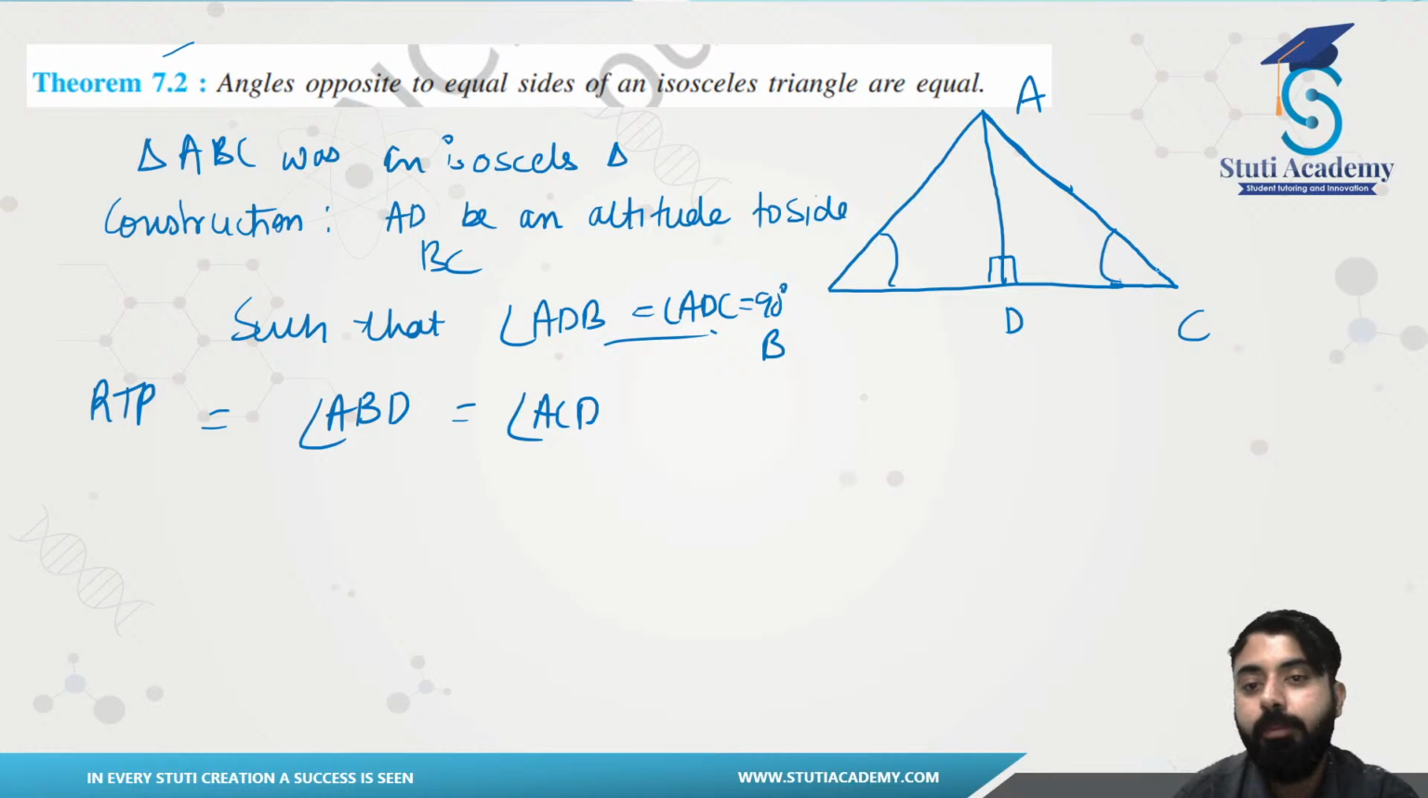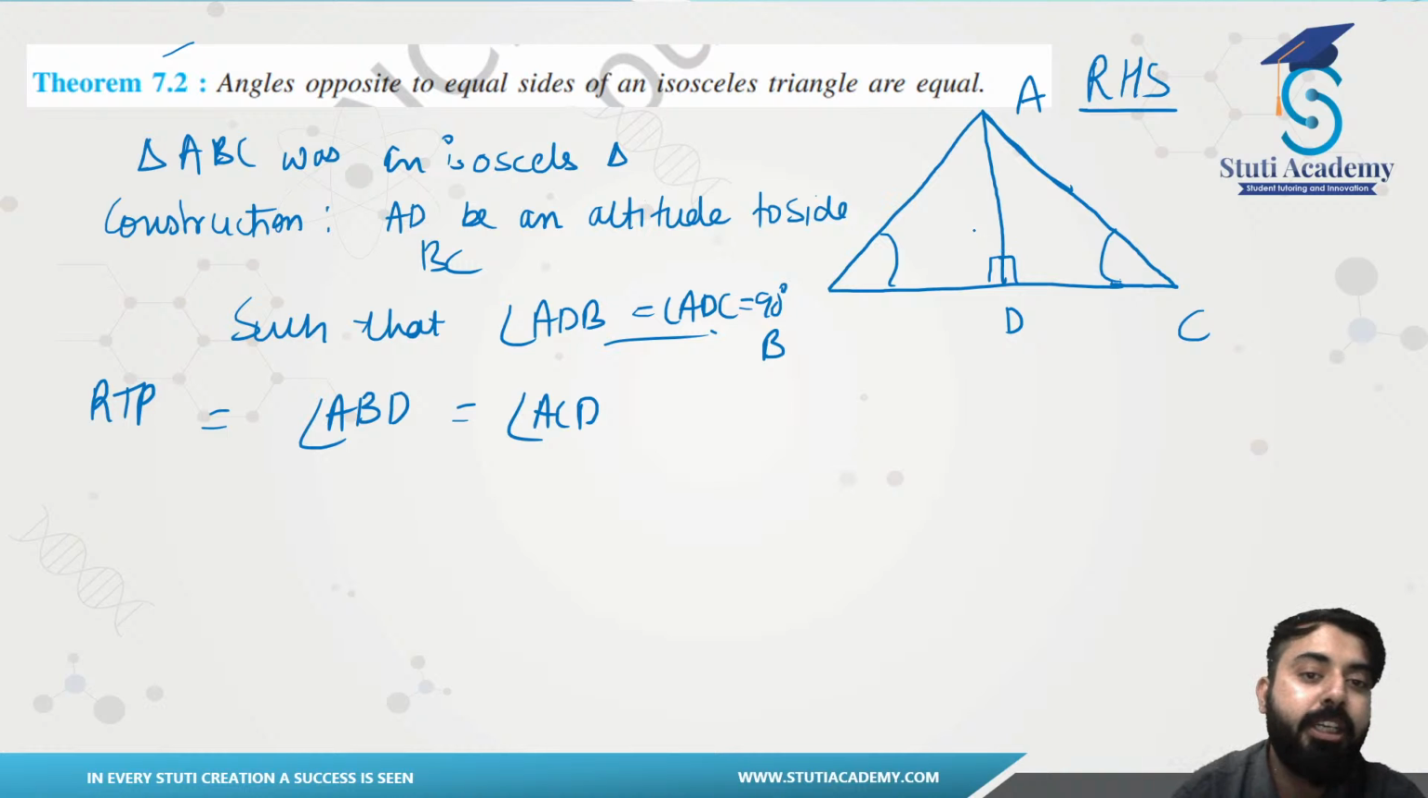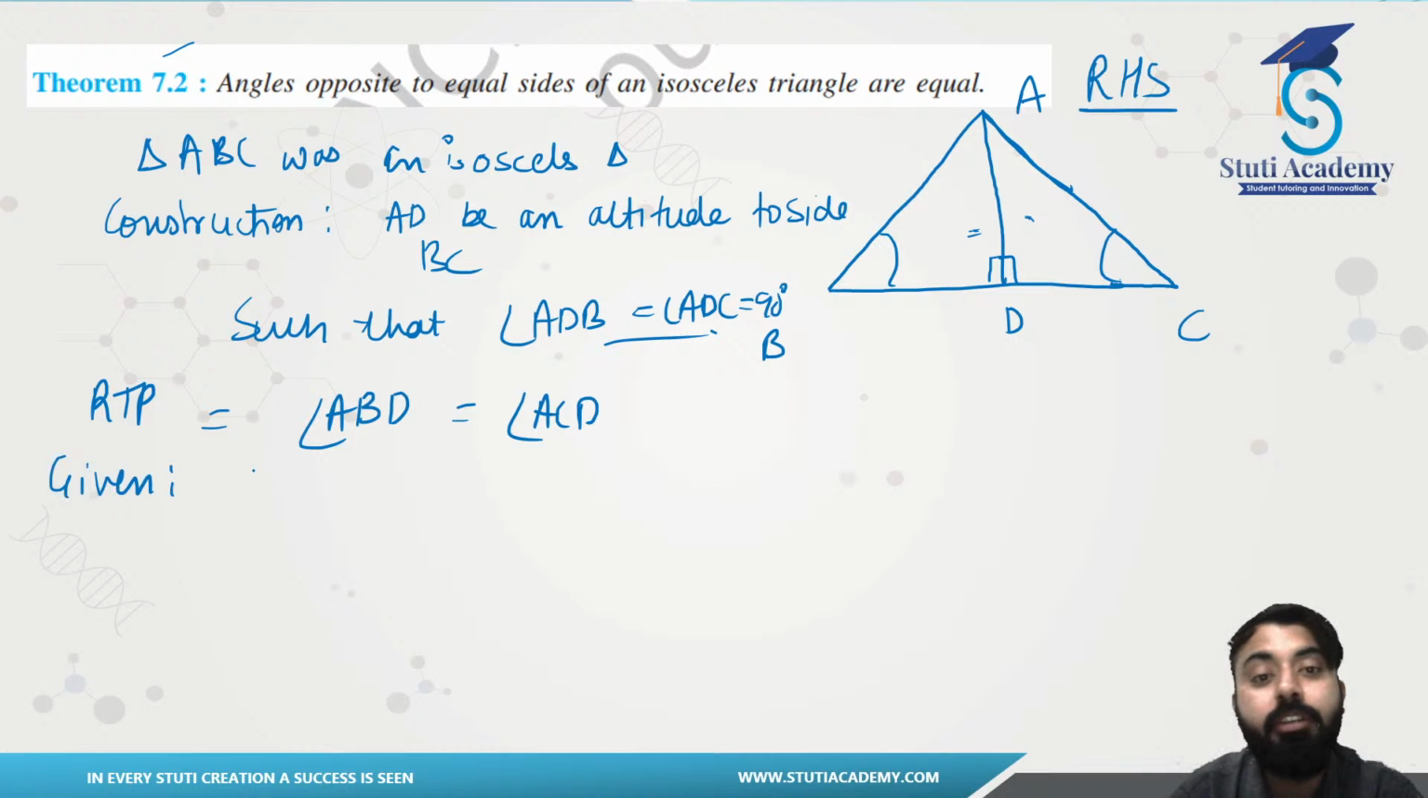Now for this case, remember the proof that we are going to be doing today will be the same proof that we are going to use with our RHS, right angle hypotenuse side criteria. Now guys, see, we are dealing with two right angle triangles here. So in this case, I know I have been given what? Given is AB is equal to AC. That has been given to me, that the sides are equal. That side is equal to that one.